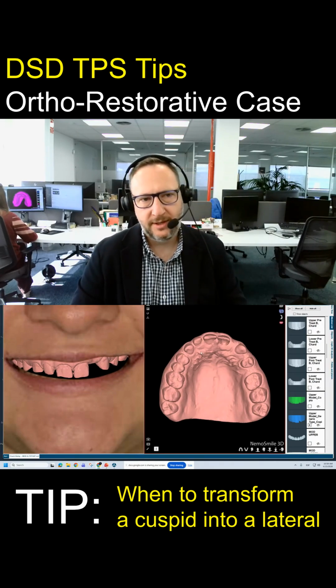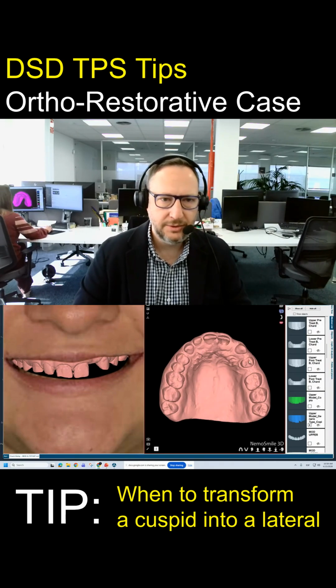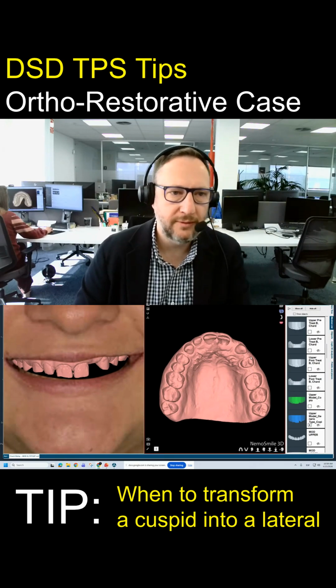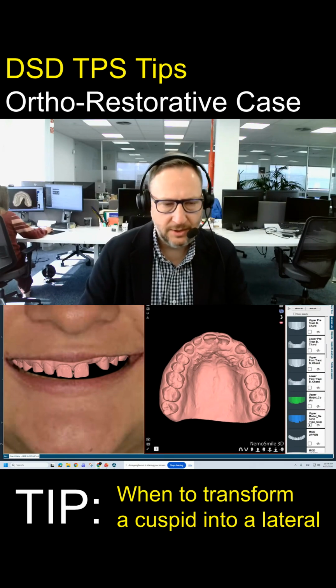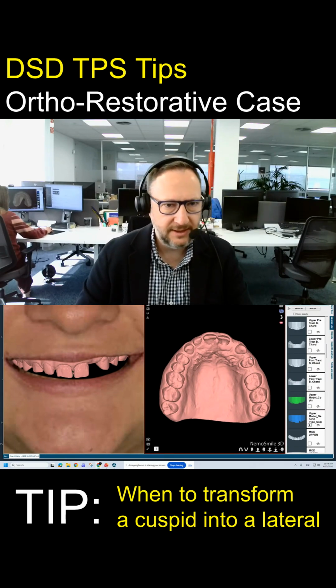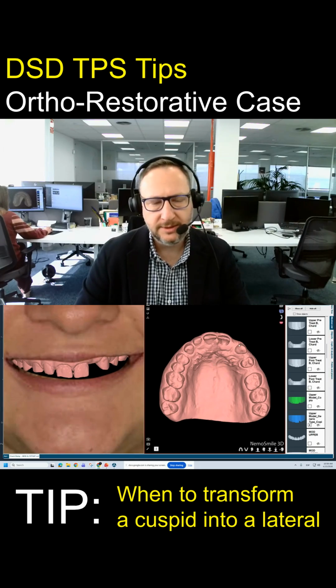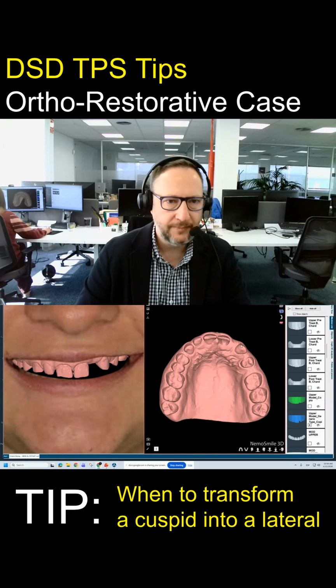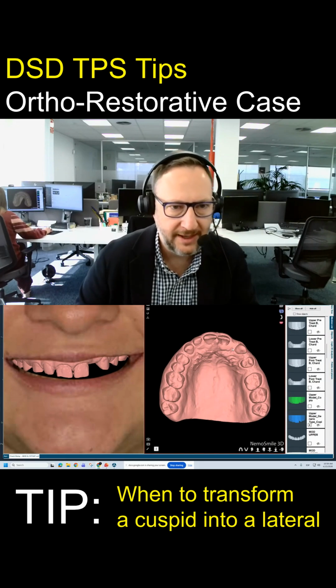And this is clearly not a case to solve only with restorations because we don't have teeth well distributed, and also, it's not possible to solve only with aligners. So this is an ortho-restorative case. And everything is pointing us that this cuspid, the ideal is to move distal and place a lateral here, right?